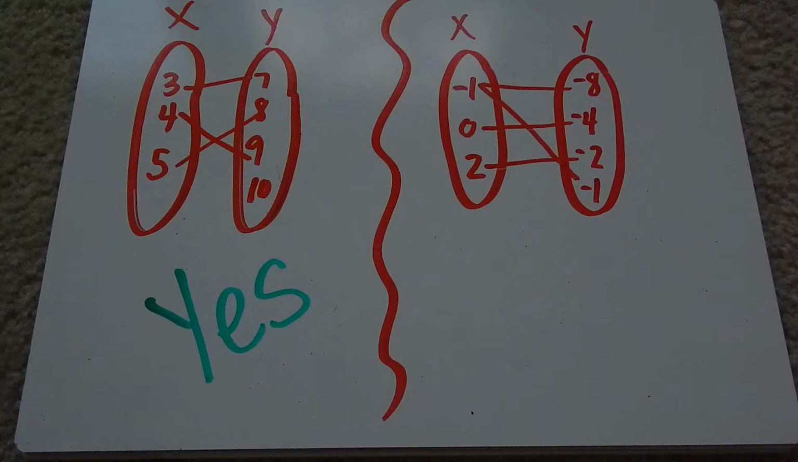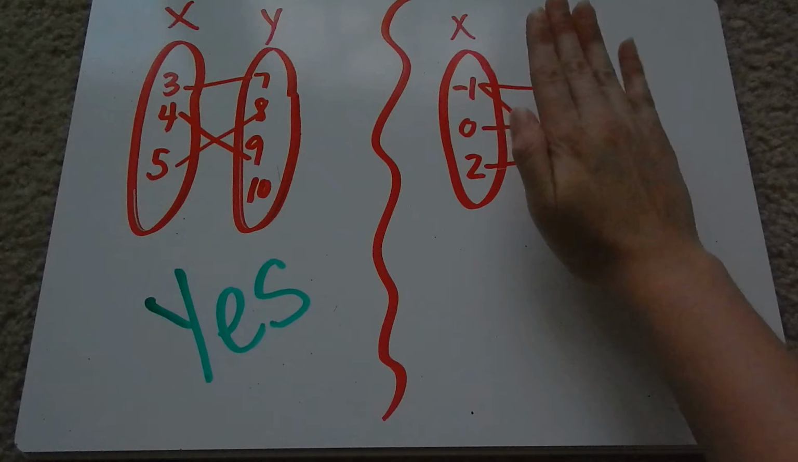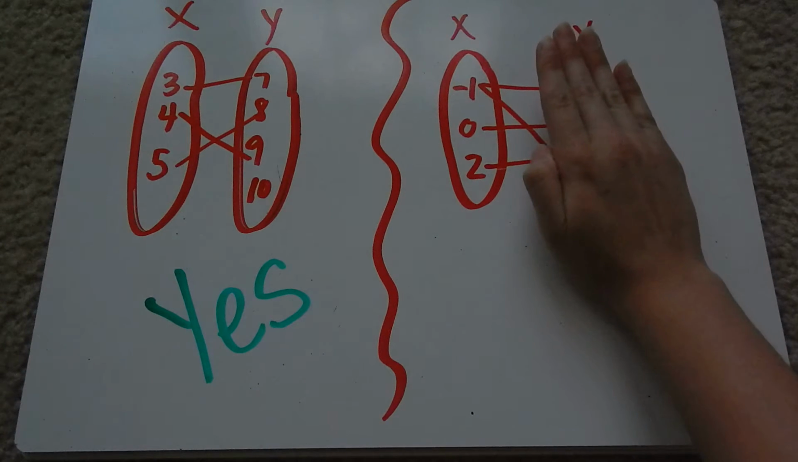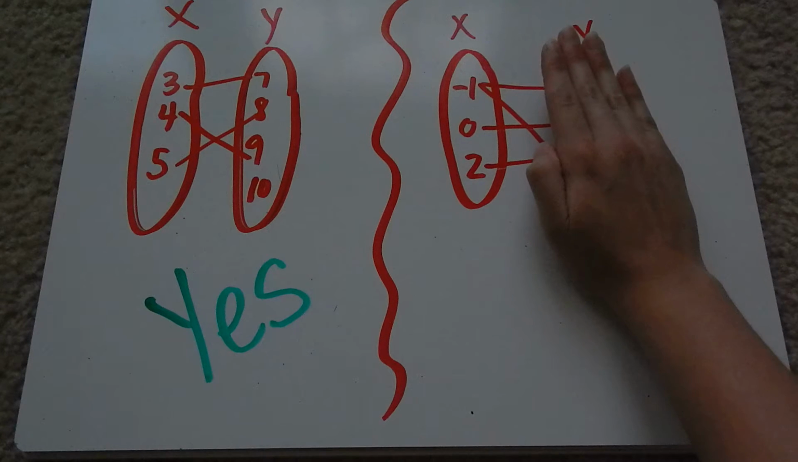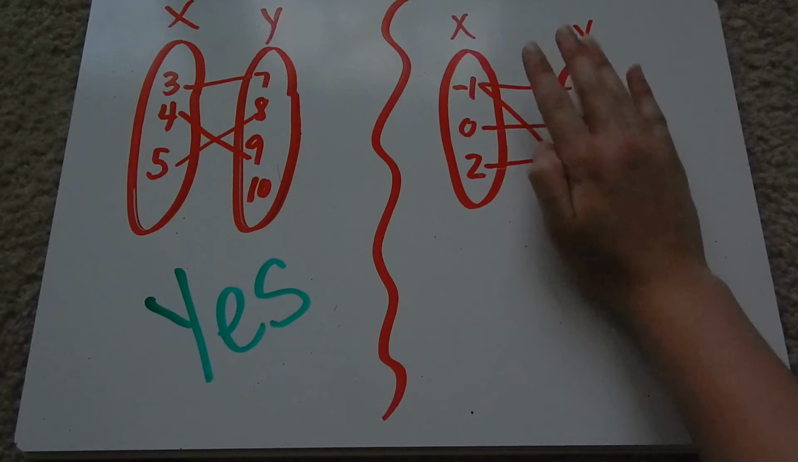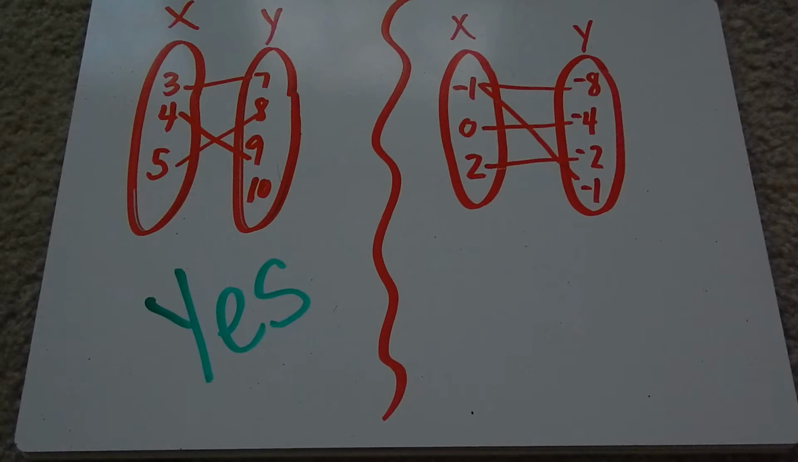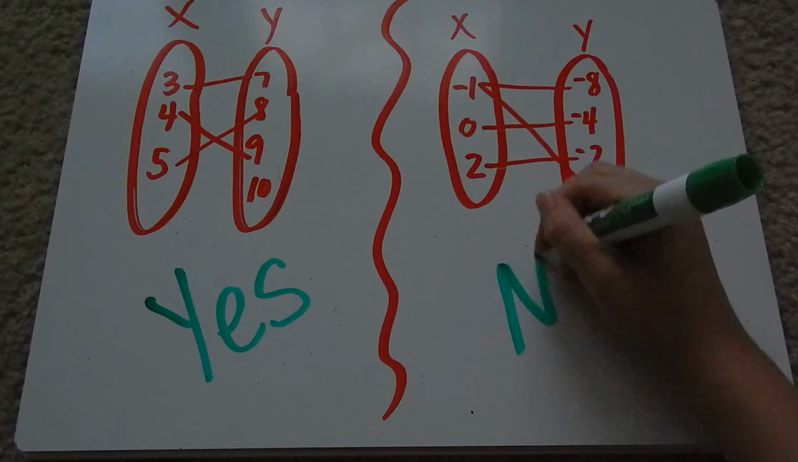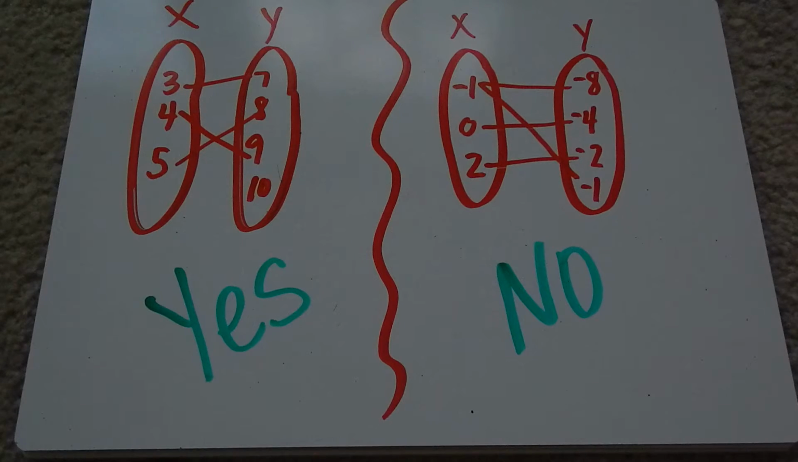Our second mapping, again, we can cover up the y's to see if one of our x's repeats. If you look, -1 has 2 lines, which means it goes to 2 different outputs, making it not a function. So that one's a no.